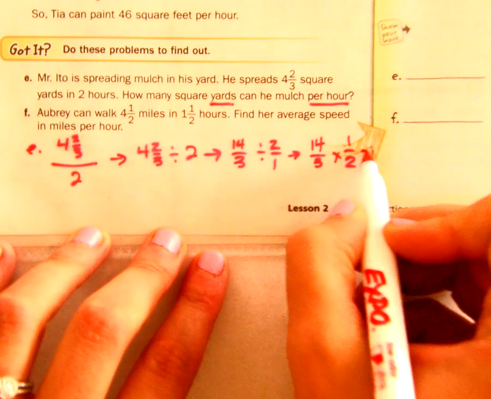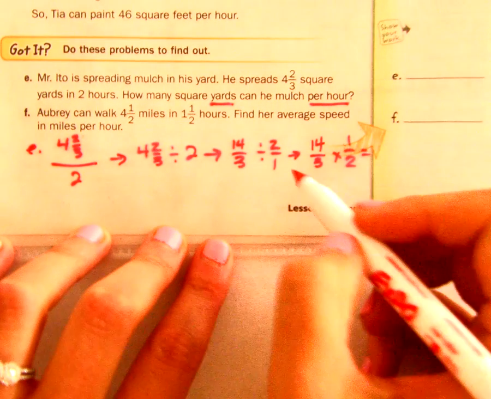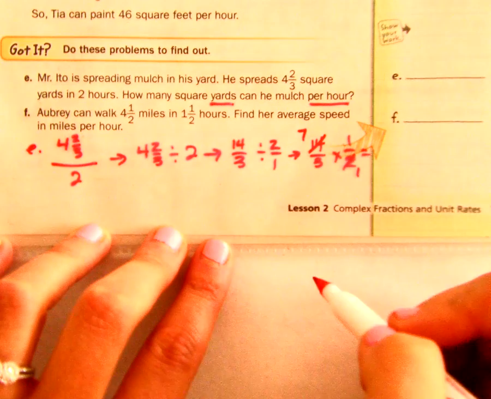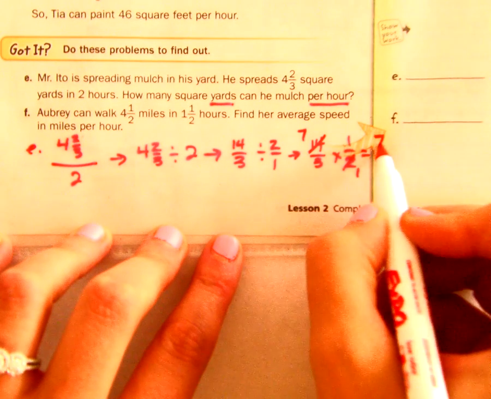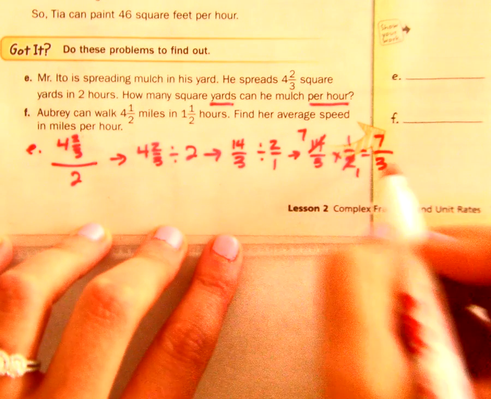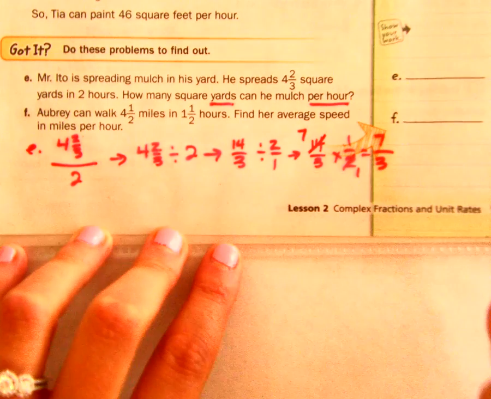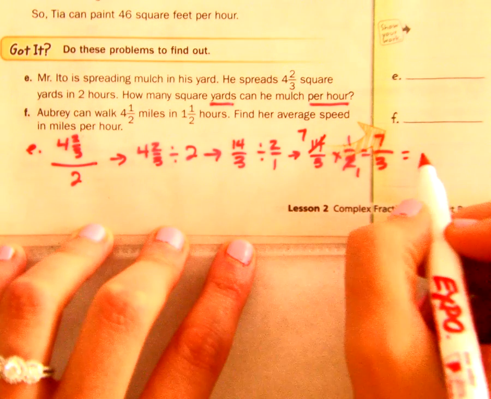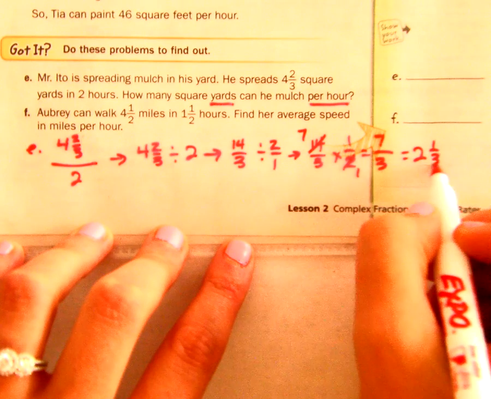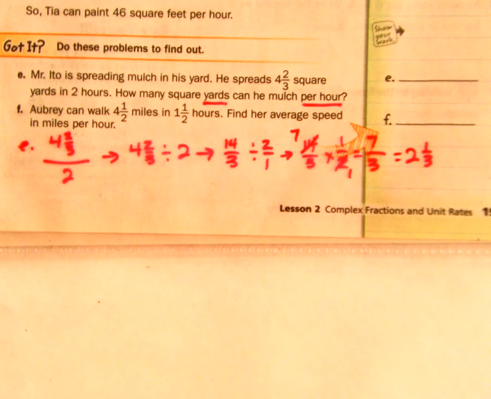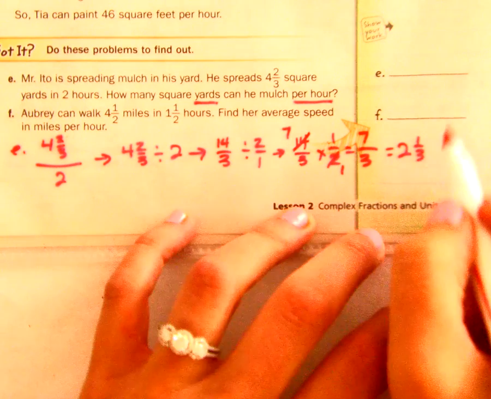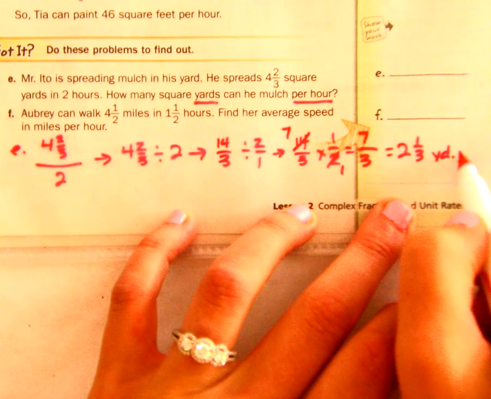Again, we can cross simplify, or we can multiply straight across. Well, I know I can take a 2 out of 2 and 14. Then I multiply. 7 times 1 is 7. 3 times 1 is 3. Then I'm going to change 7/3 into a mixed number to make sure I can't simplify it any further. So 3 goes into 7 2 times. Then I'd have 1/3 left. And I can't simplify 1/3. So Mr. Ido can spread 2 1/3 yards per hour.